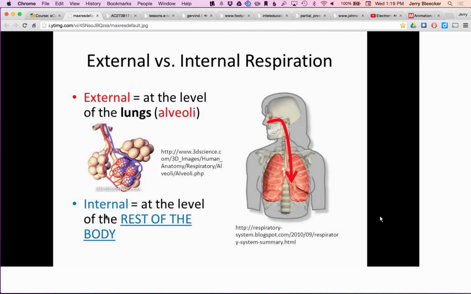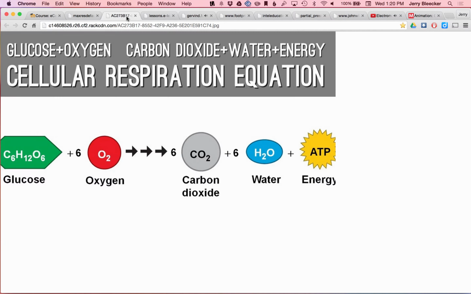Now, internal respiration is what goes on at the level of the rest of the body, where we get the oxygen to the tissues through that superhighway of the circulatory system, and we get the carbon dioxide from our trillions of cells and get rid of that. And we have to have some manner of exhaust, and that's internal respiration, or moving those gases around.